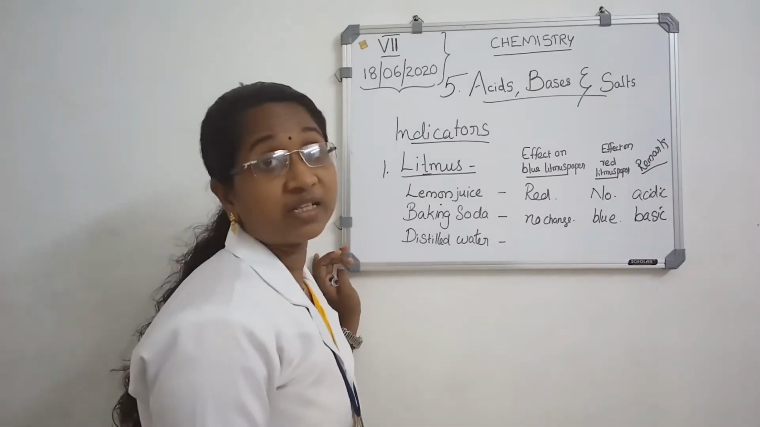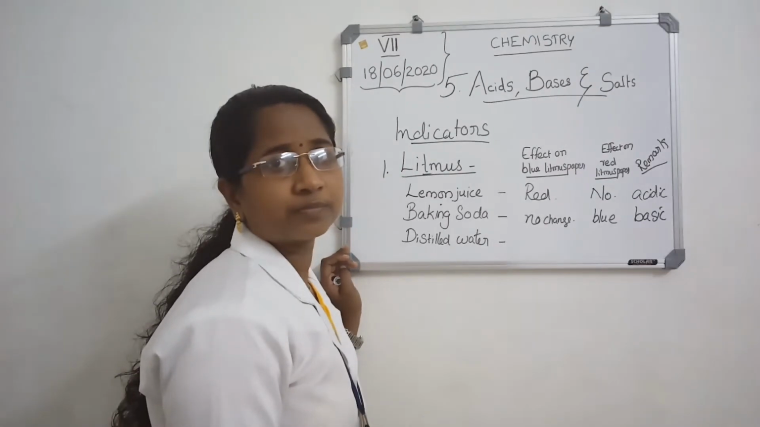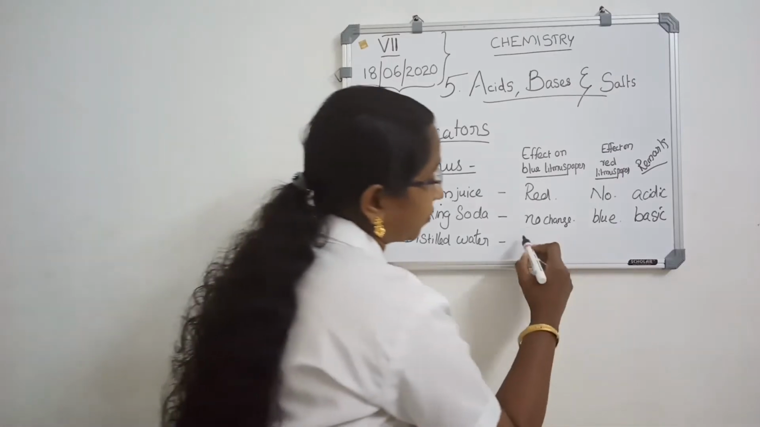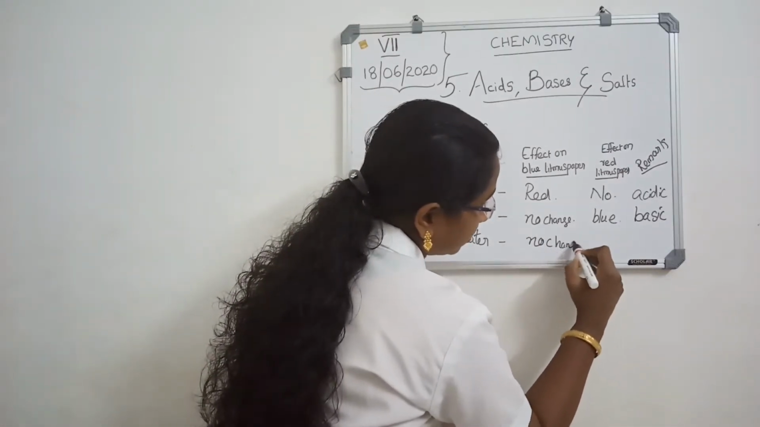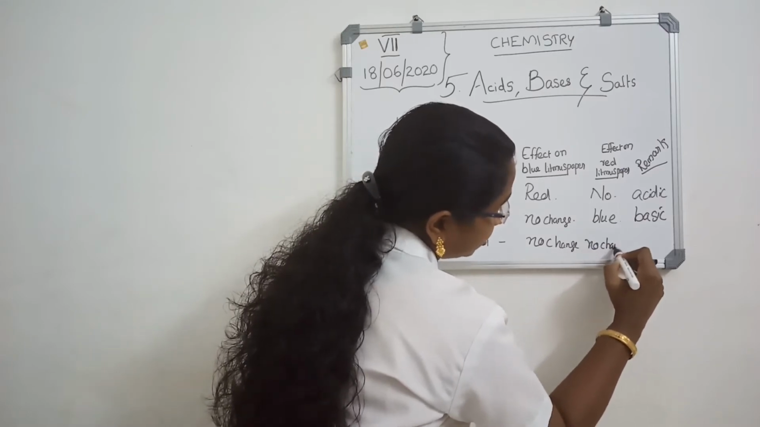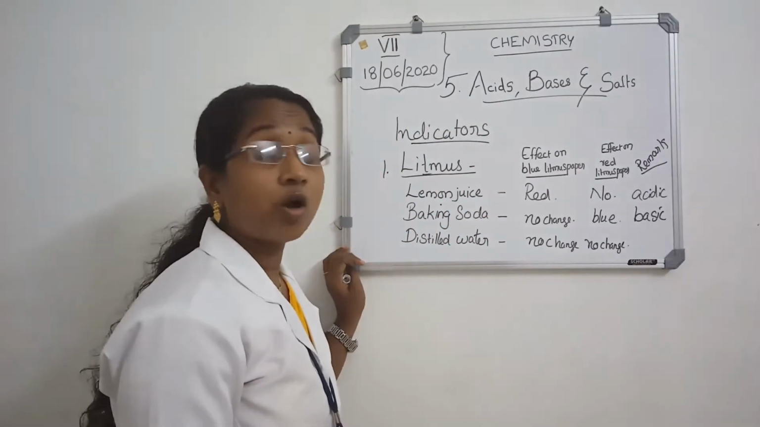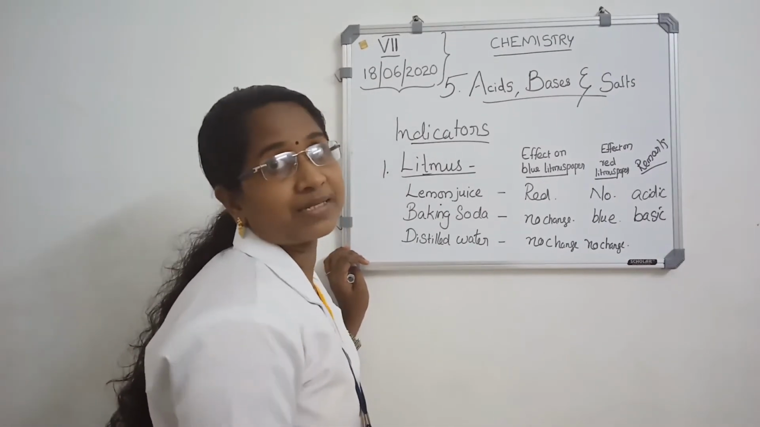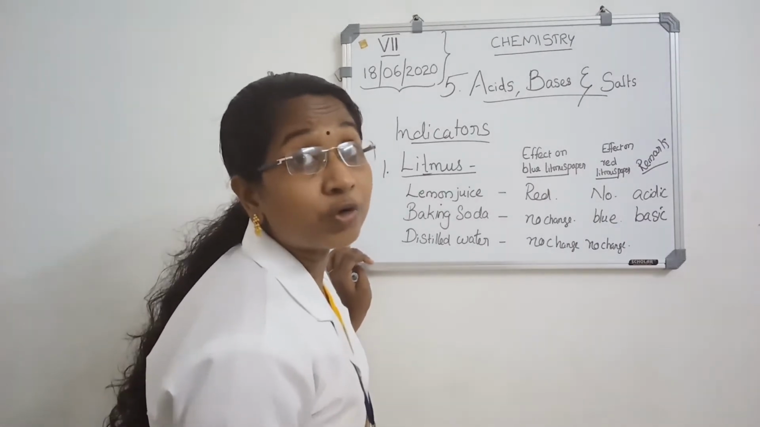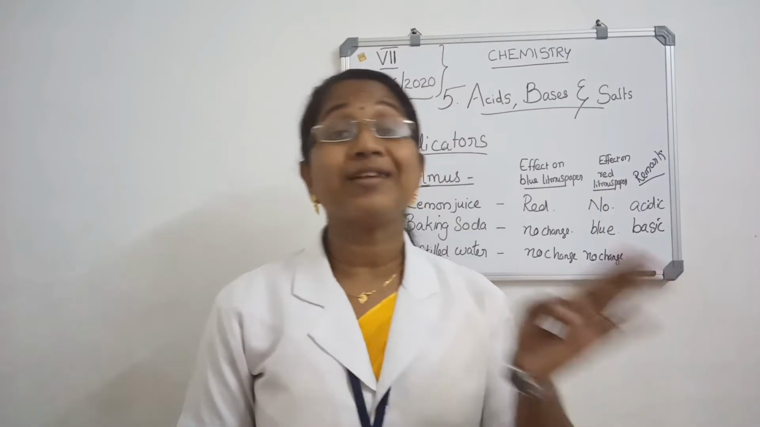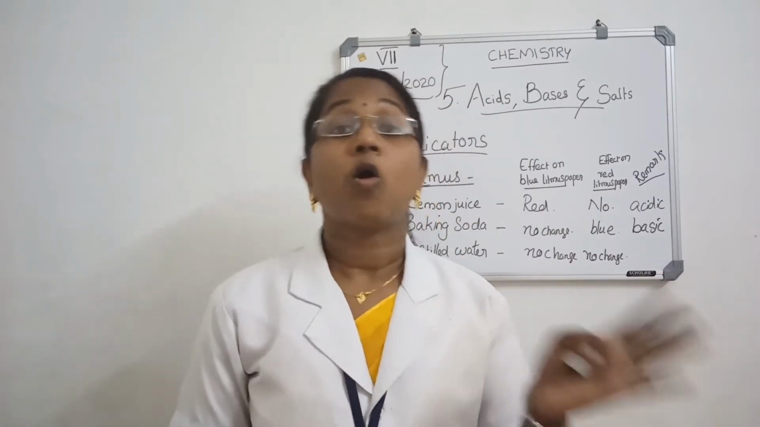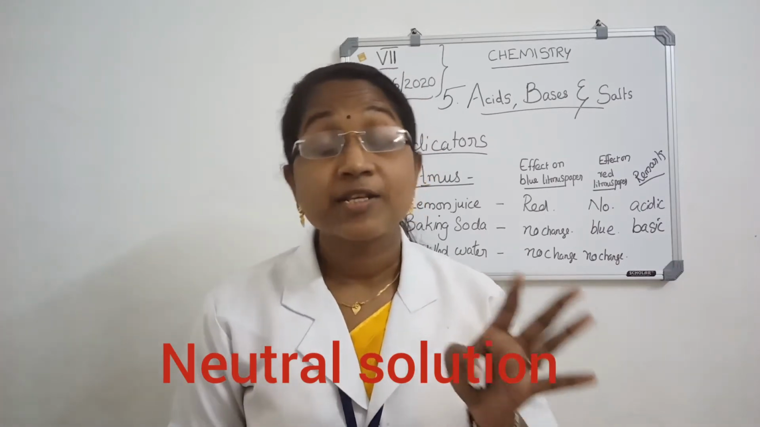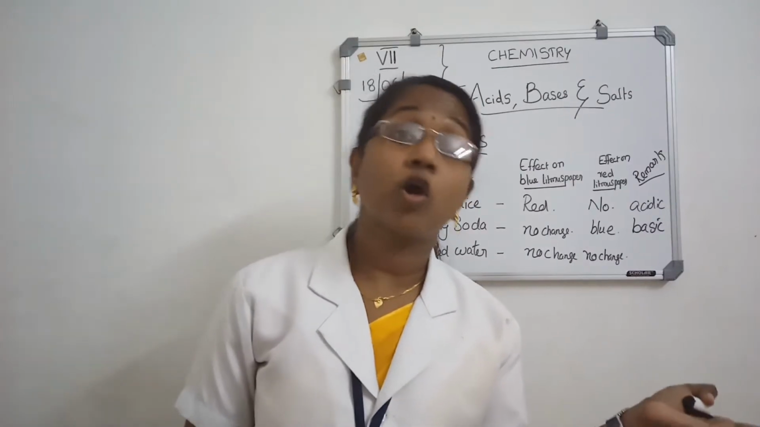Try this activity with distilled water. What's the effect? There will be no change. That means it is not an acid and not a base. It is known as neutral. The solutions which do not change the color on either red or blue litmus papers are known as neutral solutions. It has no acidic or basic characters.